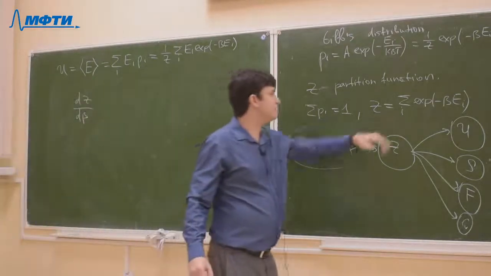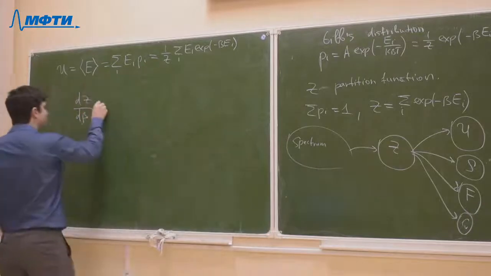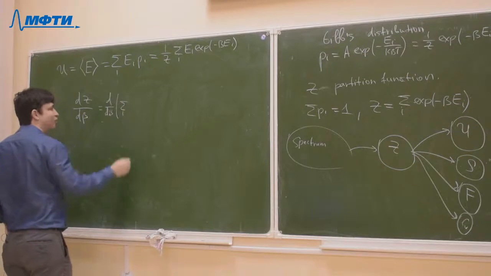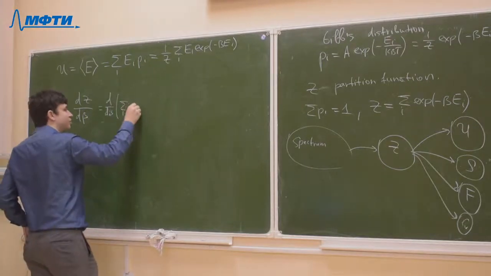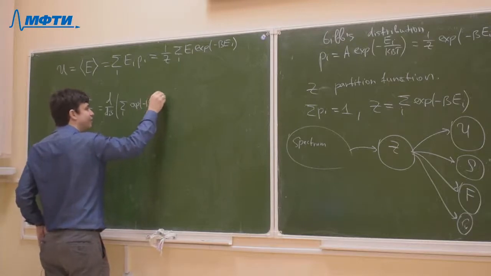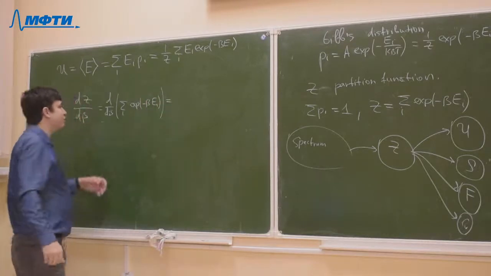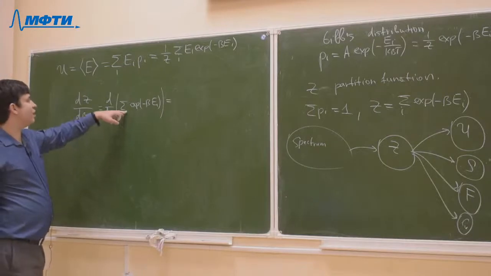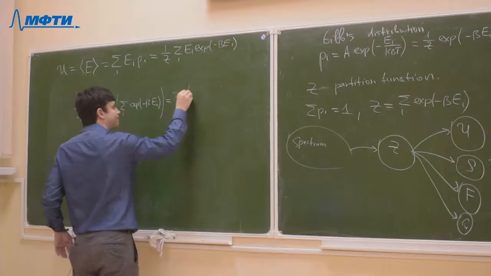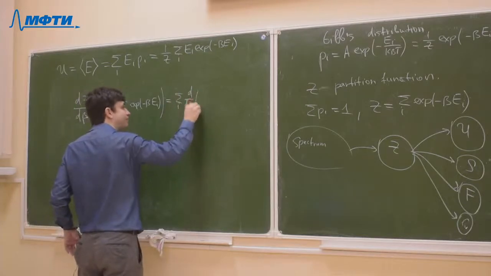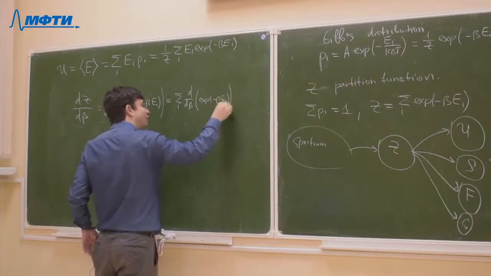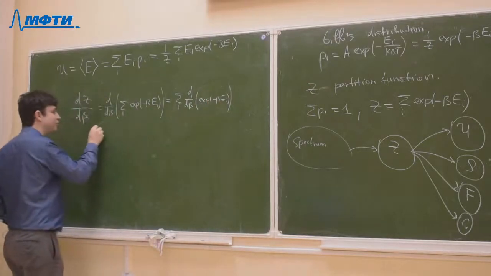So let's calculate the derivative of Z over the parameter beta. We have Z, which is this function, and this is the derivative over beta of the sum over i of exponential minus beta E_i. I can take the sum out of this derivative, and then calculate the derivative using the chain rule.